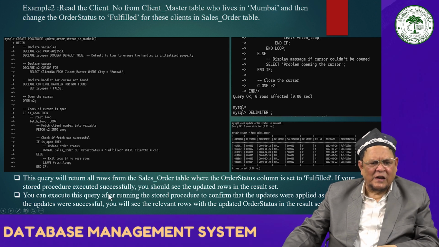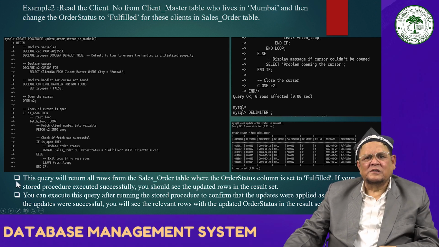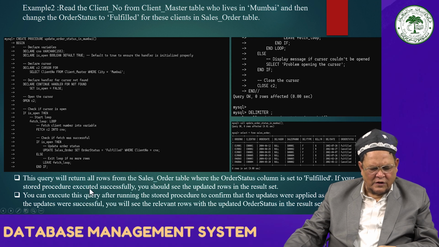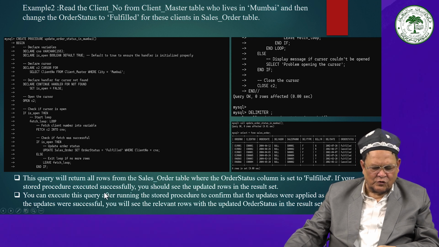For this explanation, I have written some explanation that the query will return all rows from the sales order table where the order status column is set to fulfilled. If your stored procedure executes successfully, you should see the rows in the results. So you can see and you can read it.